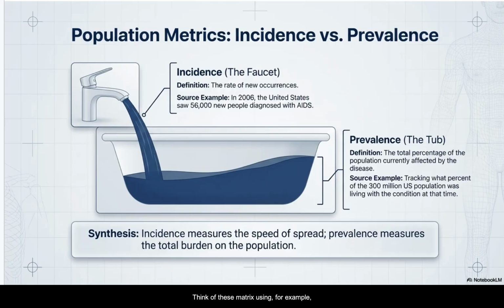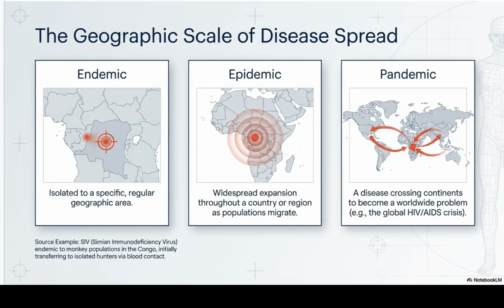Think of these metrics using, for example, the faucet and tub analogy, right? Incidence is the faucet. It measures the rate of new occurrences, how fast the water is flowing in. Prevalence is the tub. It measures the total percentage of the population currently living with the disease. So basically, you're measuring how full the tub is. While incidence tells us about the speed of the spread, prevalence tells us about the total burden on the population.